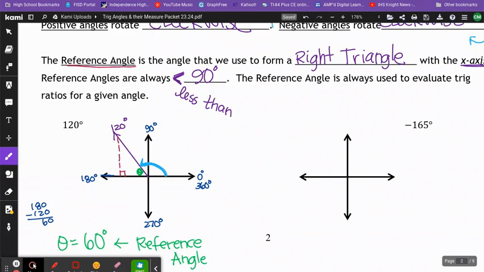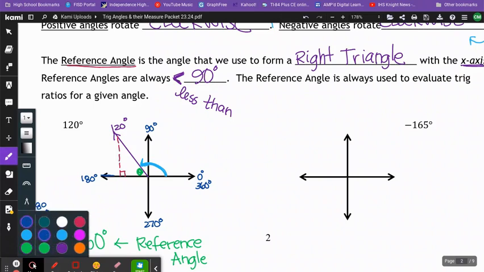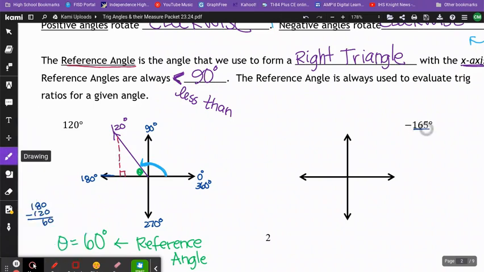Okay, so now let's take a look at a negative angle and how we draw it and what it looks like. Over here, I've got negative 165 degrees. I need to draw that angle. So if I'm moving in a negative direction, I always start at the same place. This is my initial side where I start.